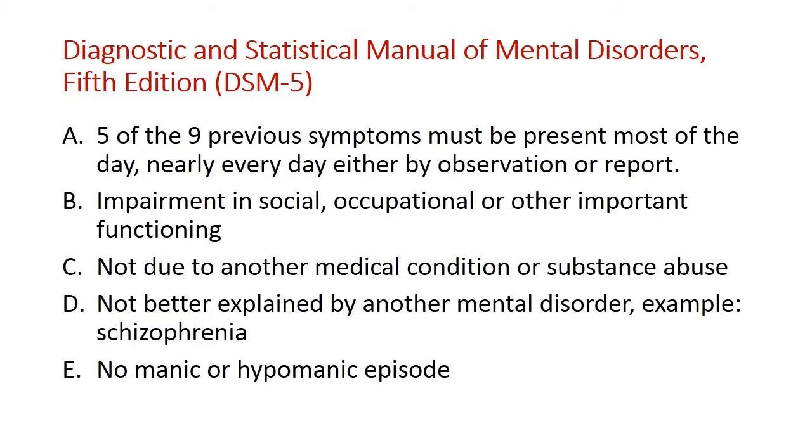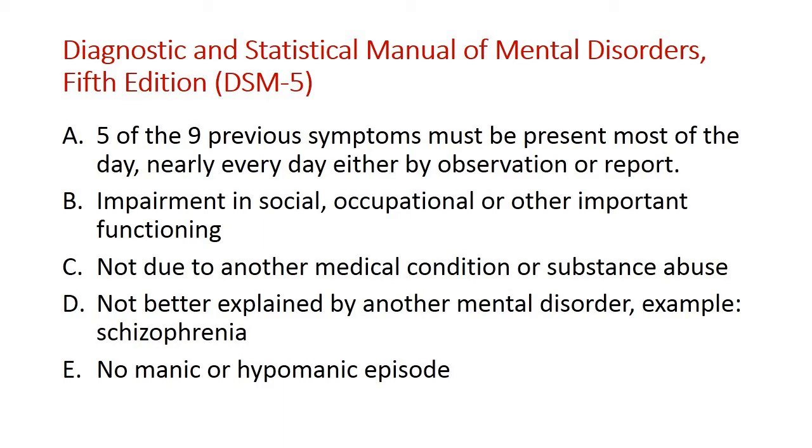And as I mentioned earlier, in order to diagnose a person with depression, we should have A: 5 of the 9 previous symptoms must be present most of the day, nearly every day, either by observation or report, during a 2-week period. It has to be during 2 weeks. B: Impairs their daily life activities, and C: Not due to another medical condition or substance abuse. It cannot be better explained by another mental disorder such as schizophrenia, and it is not a manic or a hypomanic episode.